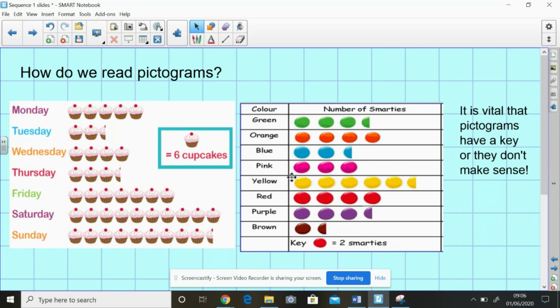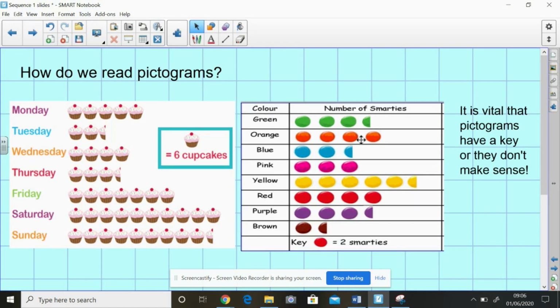Now look at this one. So this is a different one. This is number of Smarties, okay? So we have the colours and then the number of Smarties that were eaten. So let's look how many Smarties were eaten that were green. We have 1, 2, 3, and then half a Smartie, okay? The answer would not be 3.5.